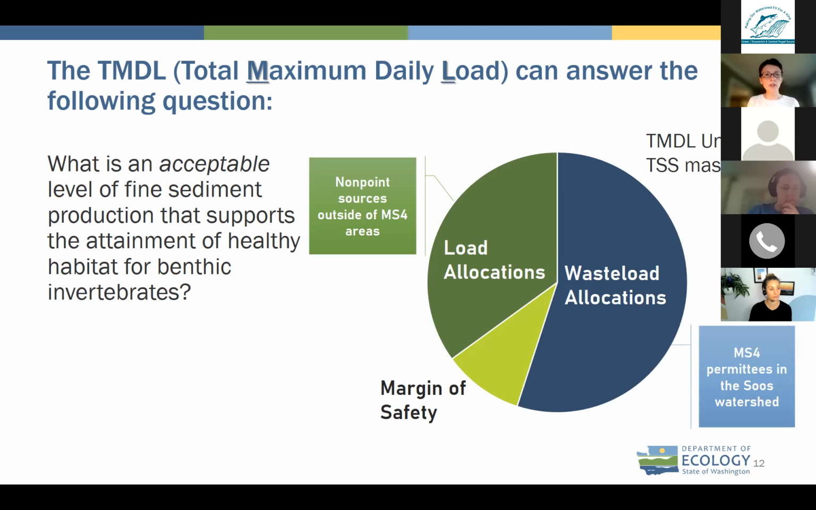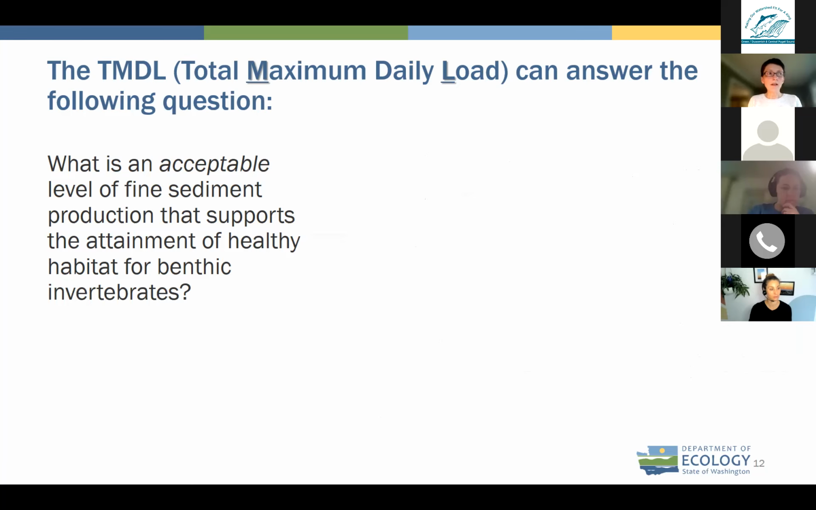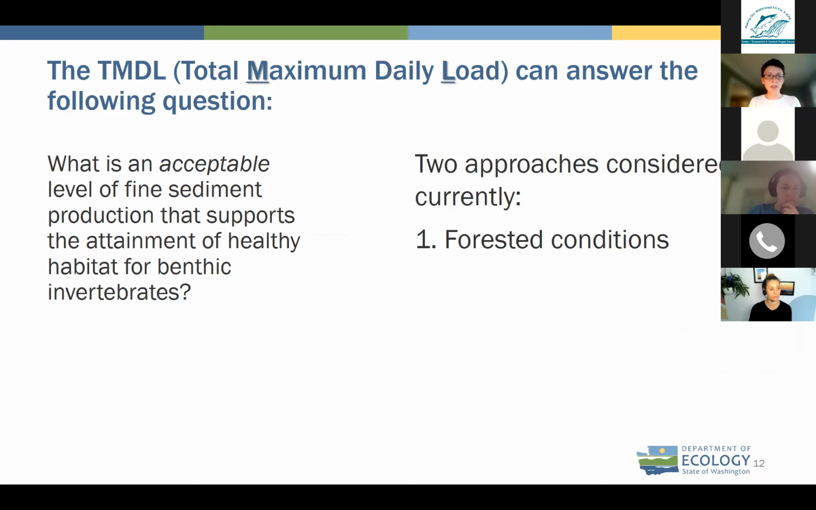But going back to the question, you may want to know, how will we determine what an acceptable level of sediment is? As I just mentioned, the model expresses the outputs in terms of TSS, not BIBI. So we are working on that right now, and we're considering at least two approaches at this point. One approach is to use forested conditions.